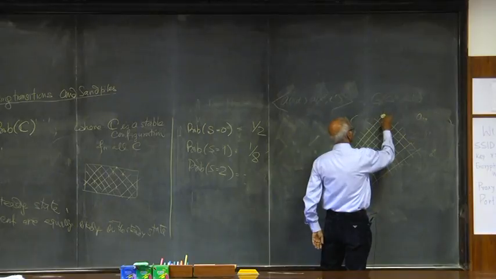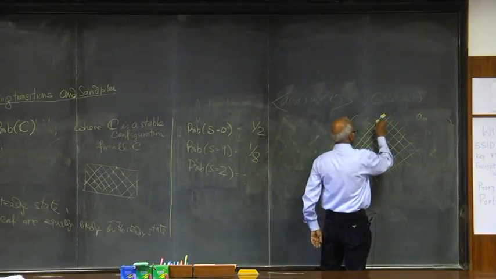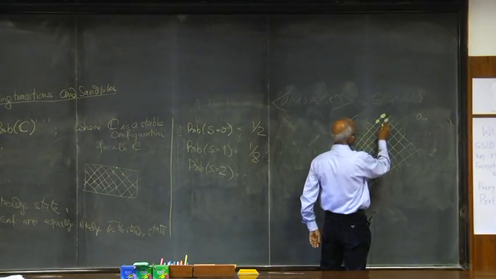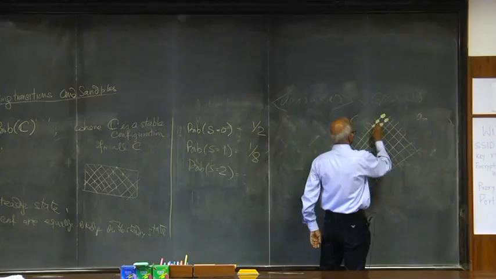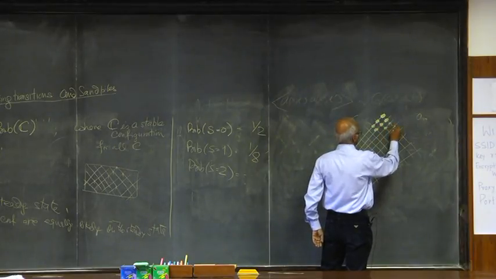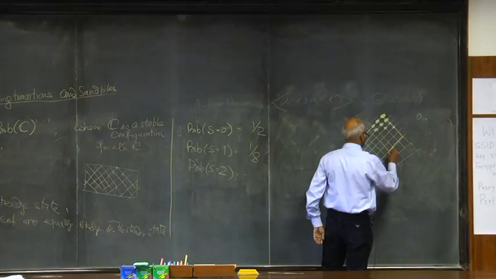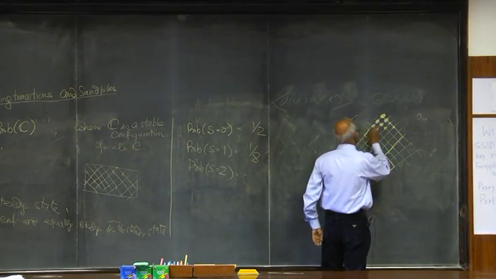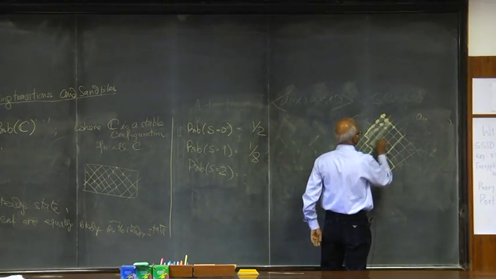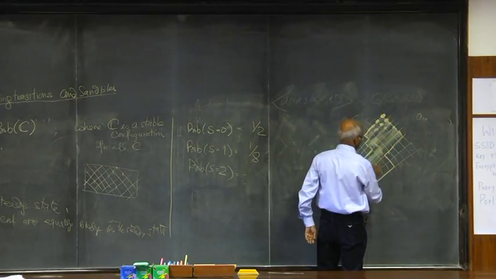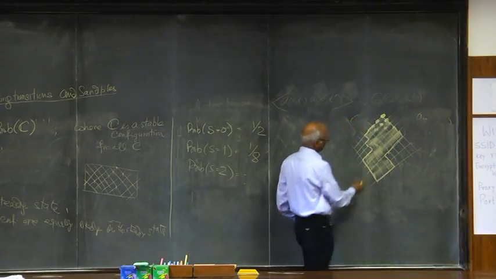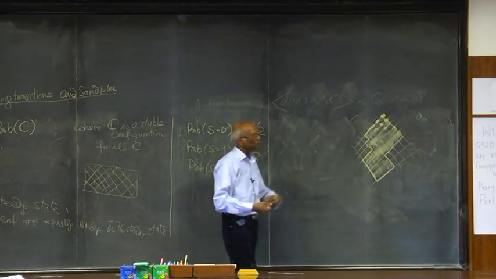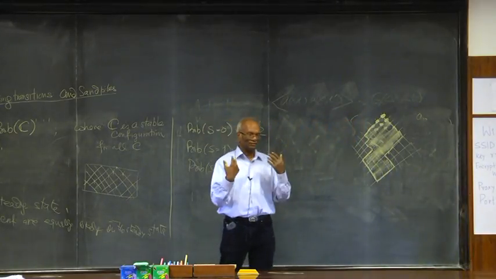Let us consider a biggish avalanche. This site comes here, it topples this one, which topples this one, but that one comes here, and this site, as we argued, must topple. And maybe this set of sites topples and the other sites don't topple. So I want to determine the probability of such things.